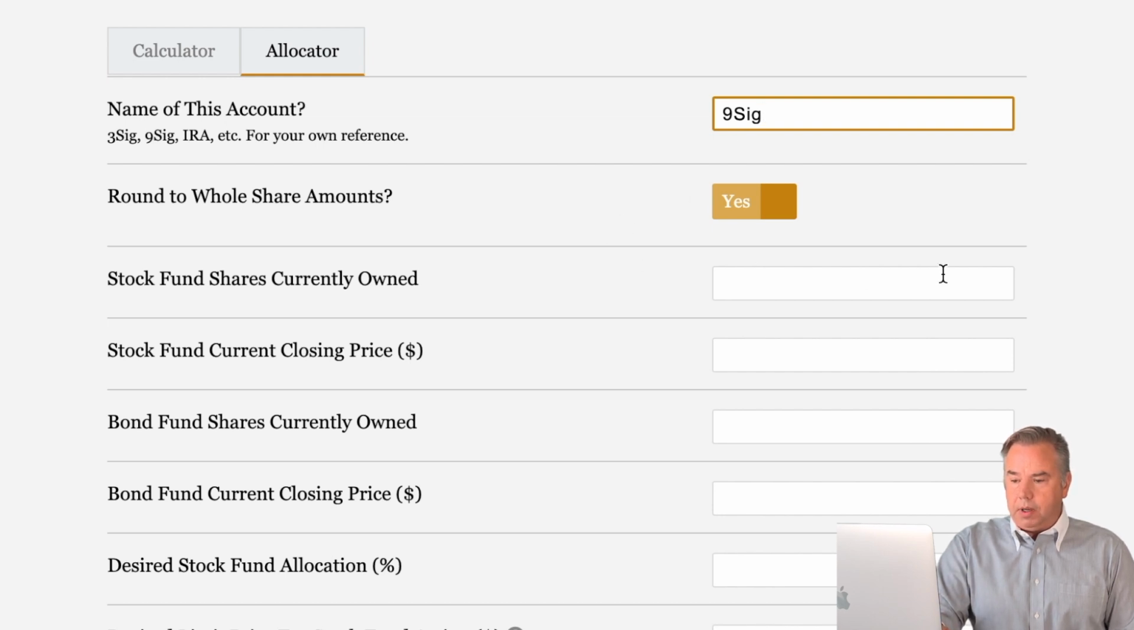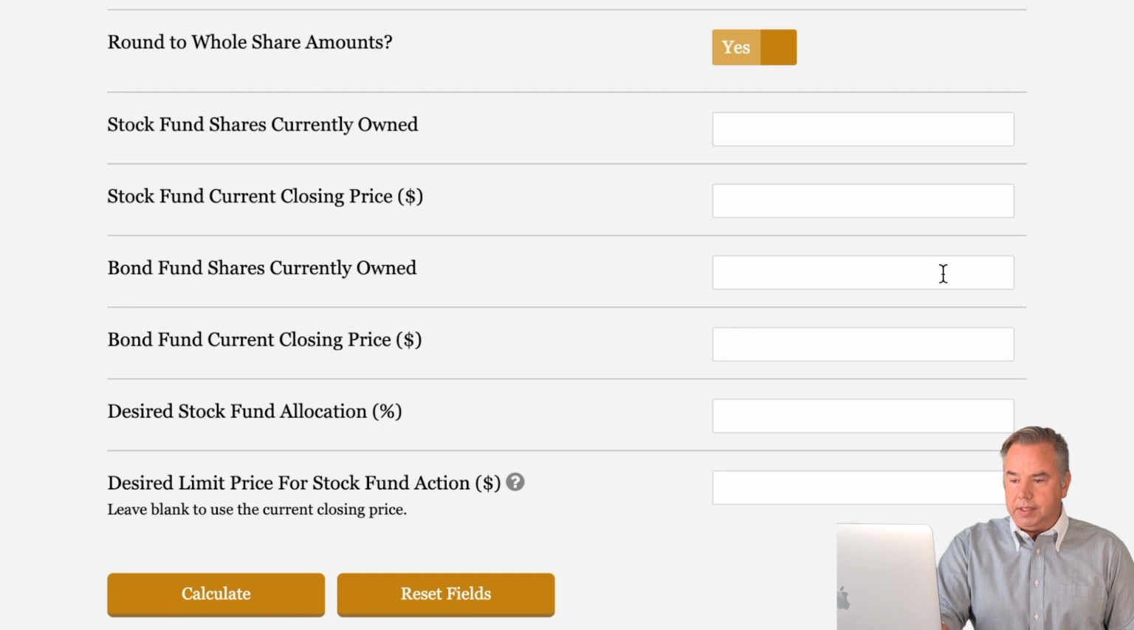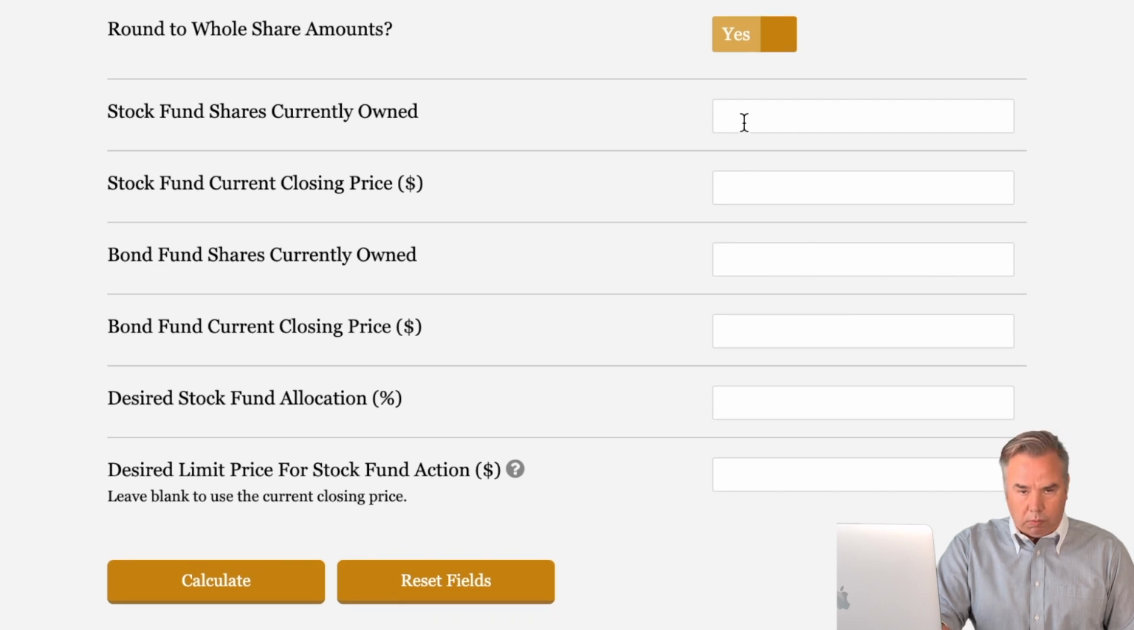So 9-sig, do I want to round to whole share amounts? Yes, I do. If for some reason you didn't want to, you would just toggle this to no, but I always keep it yes because it's cleaner that way.